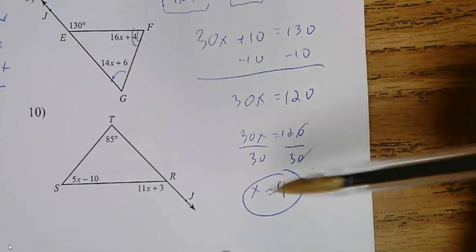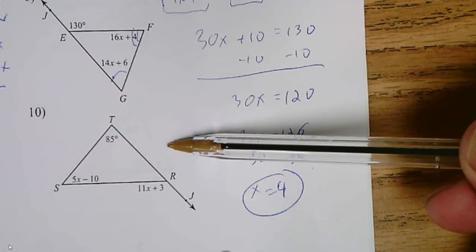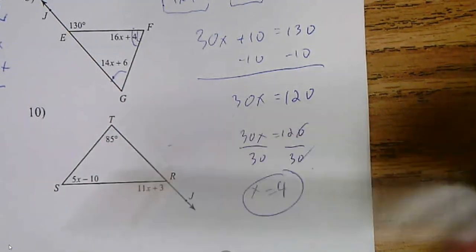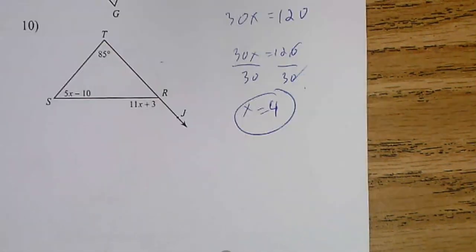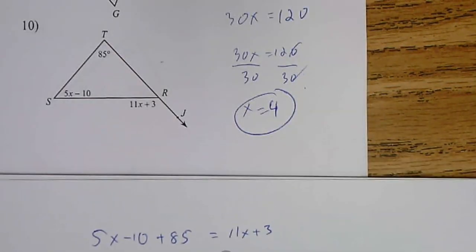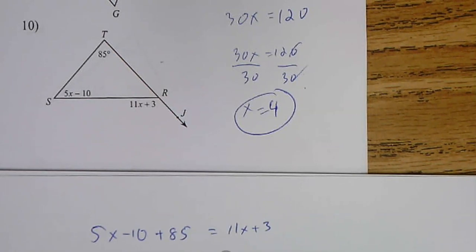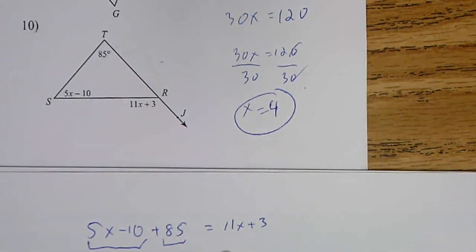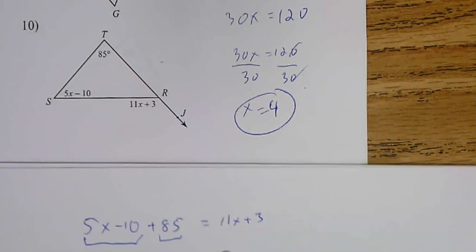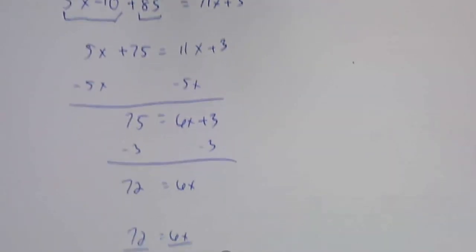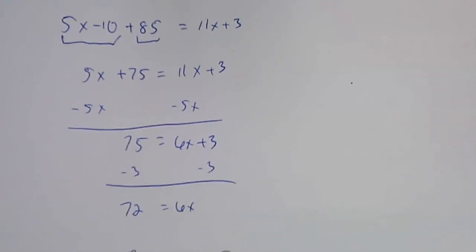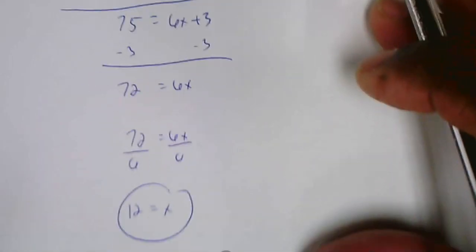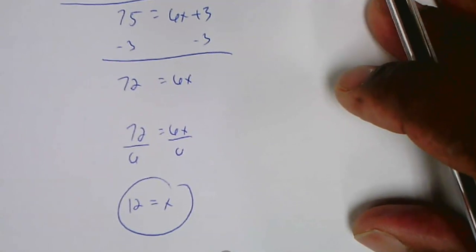Alright, so right now, pause the video and try this problem, number 10. Pause this video and try this without me, and then I'll show you my steps to see if you got the same answer. So give it a shot. Alright, so if you gave it a shot, this is my first equation. I would have written 5x subtract 10, the first angle, plus the second angle, adds to be 11x plus 3. And do the math for it. You should eventually get 5x plus 75 equals 11x plus 3. And continue, and you should get x to be 12. So for that problem, x should have been 12.